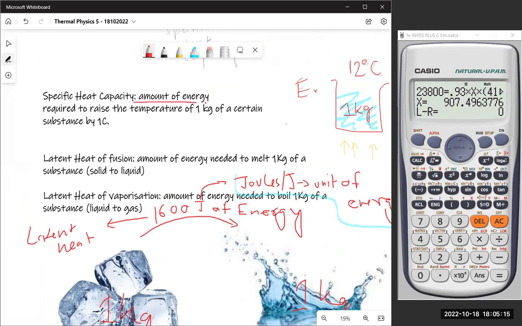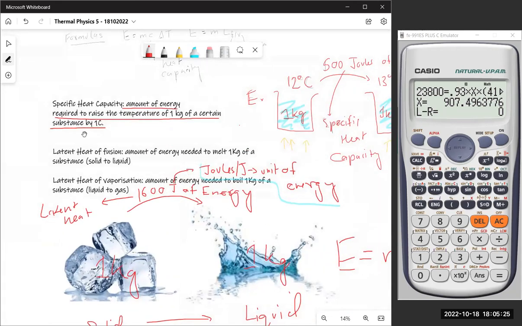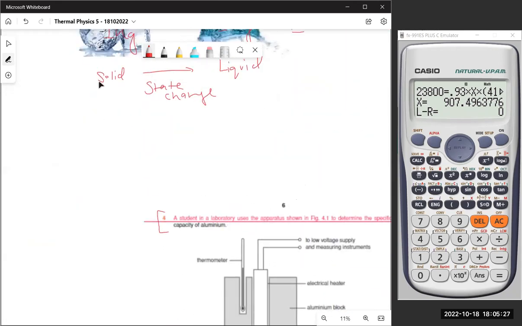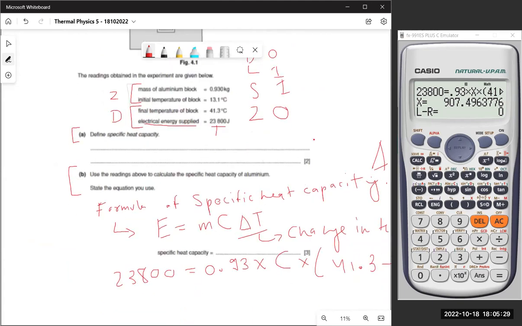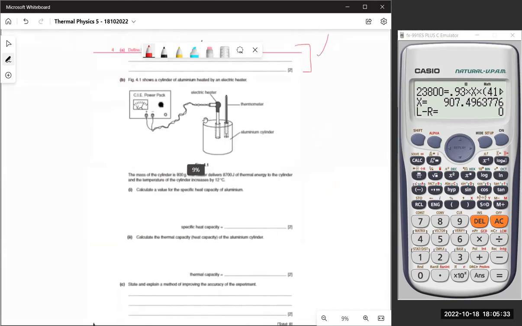It's written: specific heat capacity is the amount of energy required to raise the temperature of 1 kg of a certain substance by 1 degree Celsius. Yes, exactly that you just have to write here. I don't think this should be difficult. Any questions? No, sir.